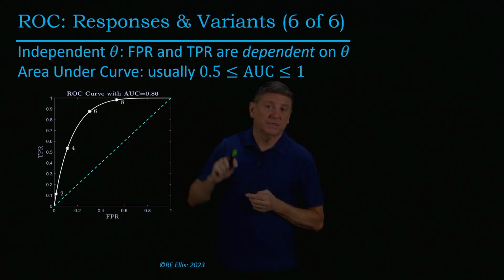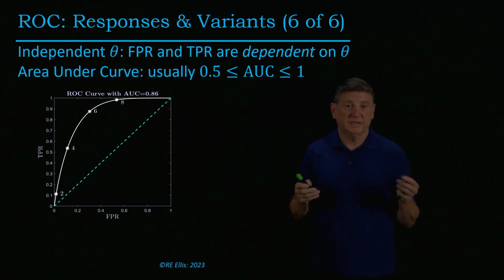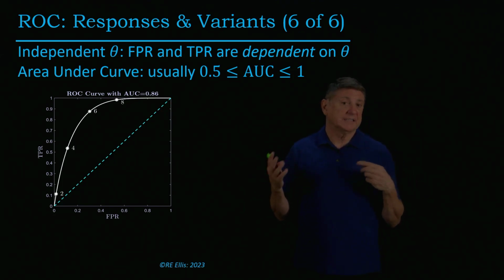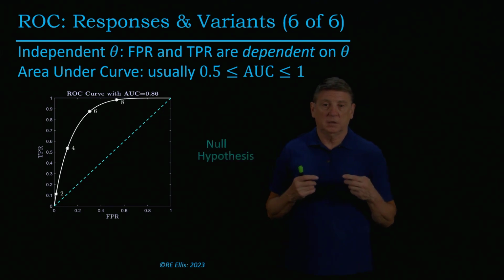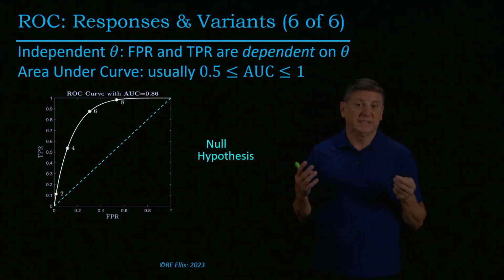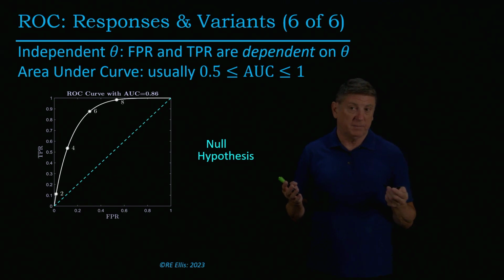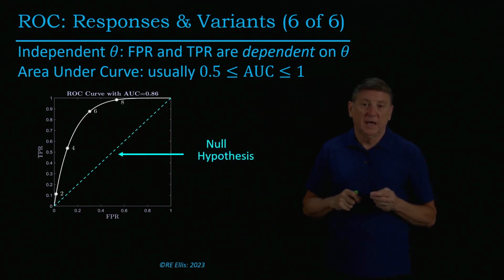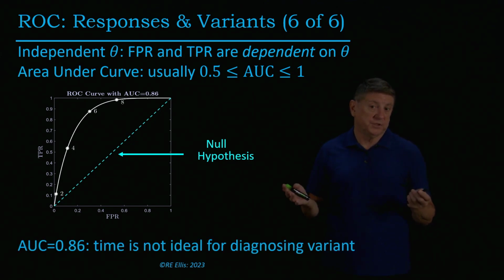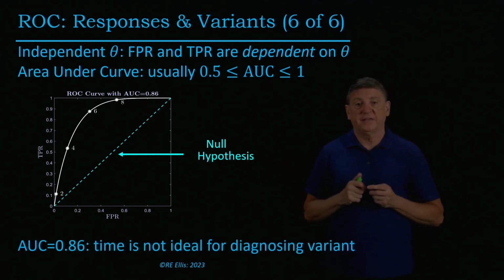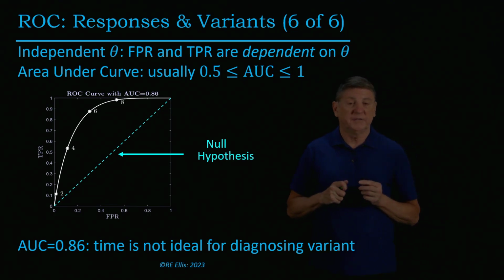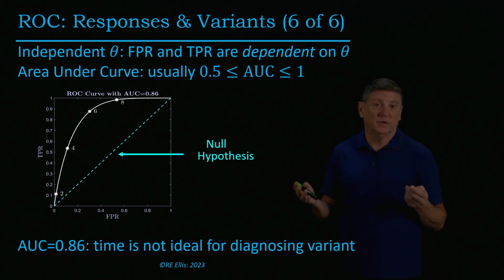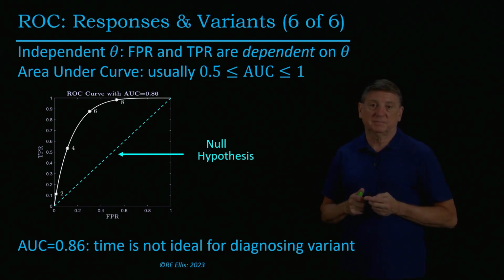And in this example, the area under the curve is 0.86. The very best classifier would have an area of 1. So you could say that in some sense it's 86%. What I would do is observe that this is a slight improvement over the null hypothesis. There's still a pretty big area where errors are happening, and I would suggest that in this particular data set time is not an ideal way of diagnosing the variant, and that perhaps we need a different way to distinguish variant 1 and variant 2 of this fictitious virus.